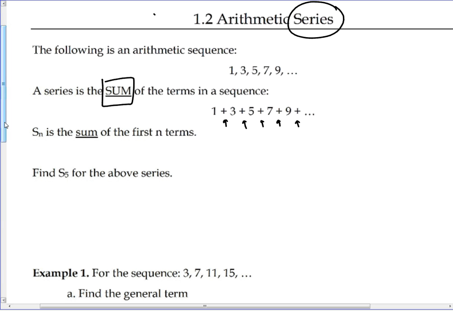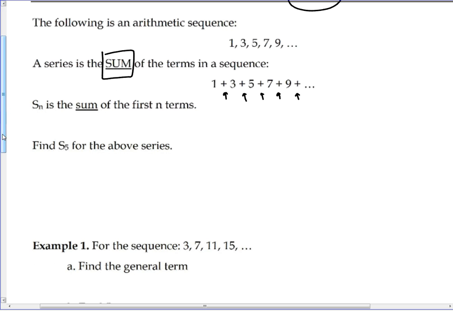So S of n is the sum of the first n terms. Find S of 5 for the above series. So if I want S5, instead of T, we're using S when we want the sum. S stands for sum. Pretty logical. 1 plus 3 plus 5 plus 7 plus 9. Let's add those together. So easy way to add this: 1 and 9, 10. 7 and 3 is 10. Plus 5 is 25. So that's the sum of the first 5 terms.